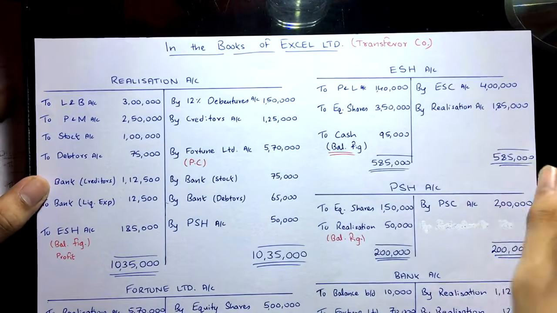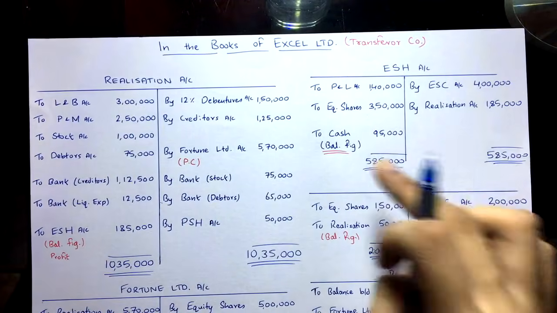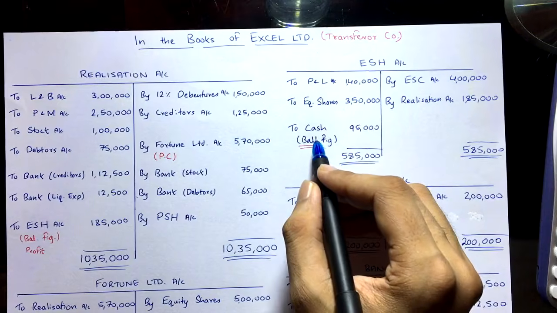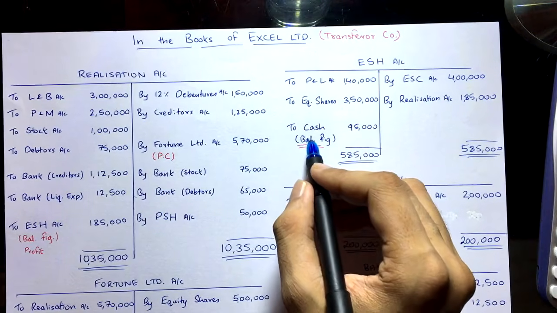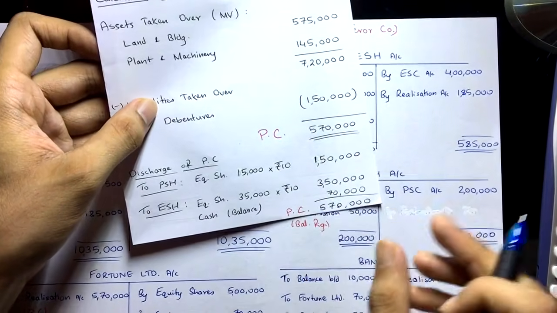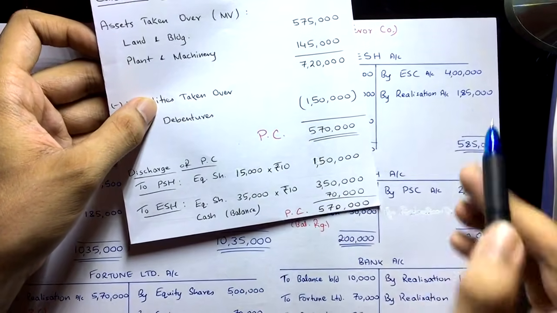Uske baad, you have to balance this account. If you get any difference, then that would go to the cash account. और ये कैश में क्या होगा, इसमें परचेज कंसिडरेशन ये बैलेंस ये भी रहेगा, and then some extra balance भी रहेगा due to that realization. Okay, that is the thing.